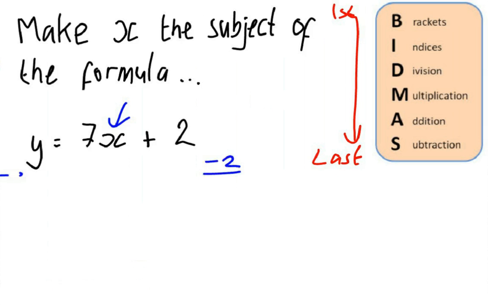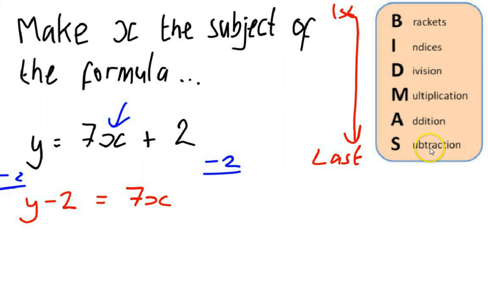Of course, we have to do the same to both sides of the equation. So on the left hand side, we're going to be left with y take away 2. And on the right hand side, 7x plus 2 take away 2 is simply 7x. Now the princess isn't quite free yet. We still need to undo one more spell. So remember, we're only looking at the side with the princess on it.